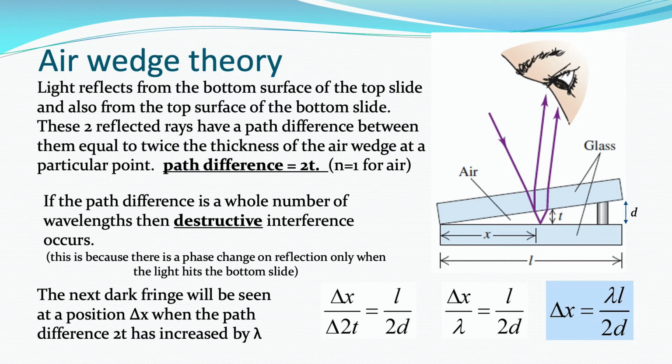There's no phase change when the light hits the bottom surface of the top slide, because it's going from a more optically dense to a less optically dense medium. There's a single phase change. That's why when there is a path difference of a whole number of wavelengths, you get destructive interference. And the next dark fringe will be seen at a position delta x horizontally along the way when that path difference increases by a whole wavelength.